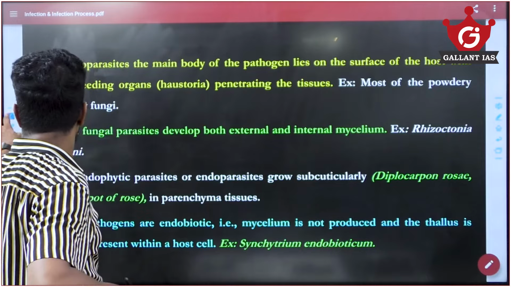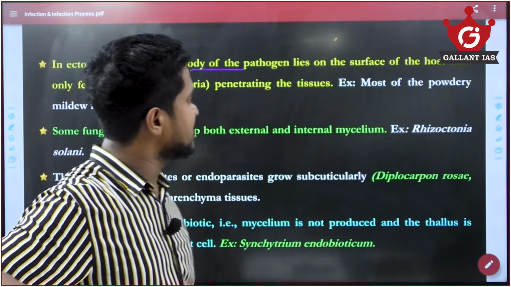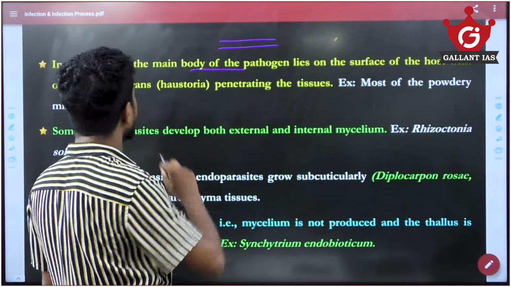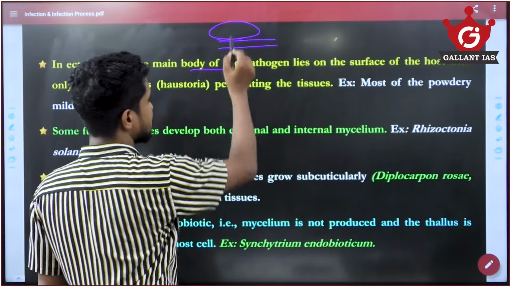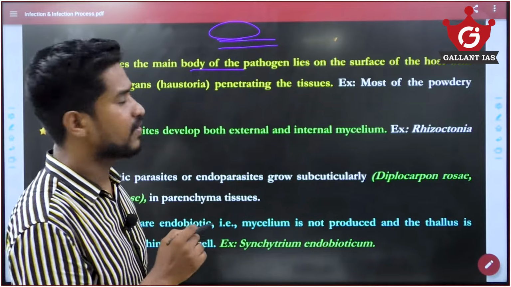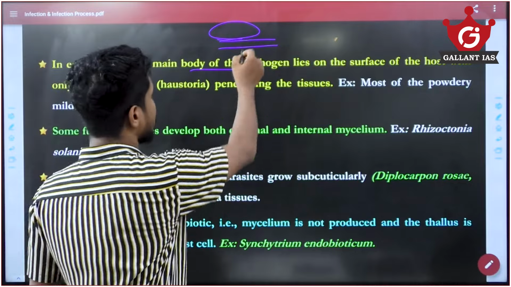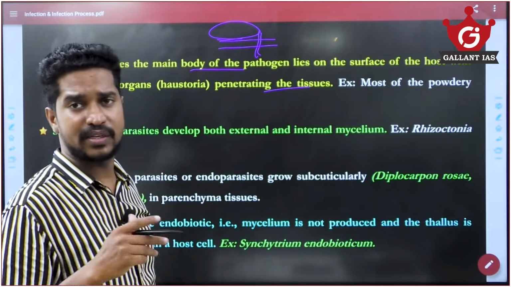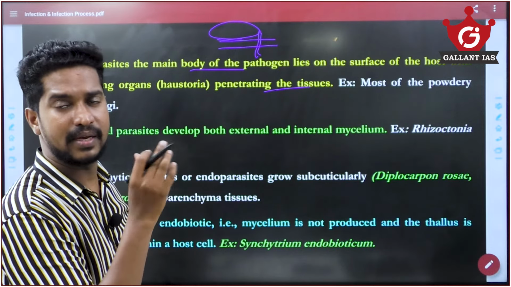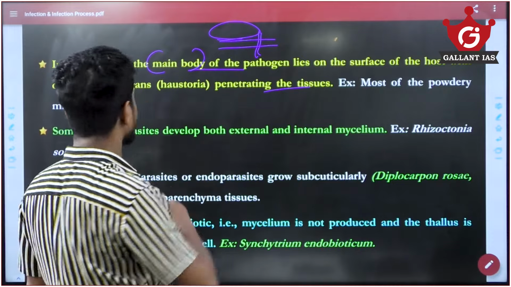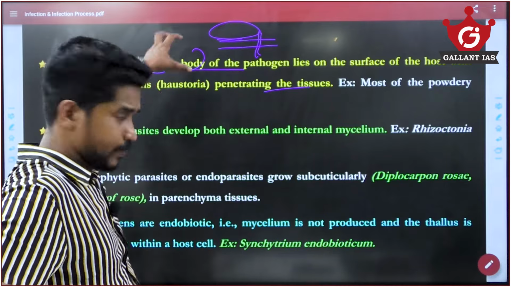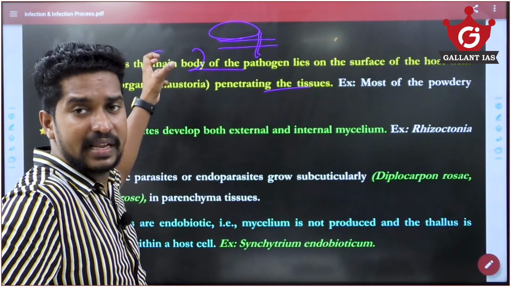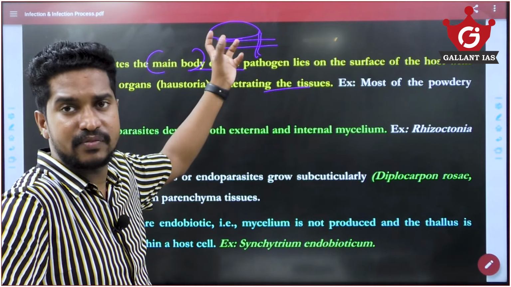In ectoparasites, the main body of the pathogen lies on the surface of the host, with only feeding organisms. Haustoria are feeding organisms, or absorptive structures. They pierce and penetrate into the tissues and take up the nutrients required for growth and development from the tissues.